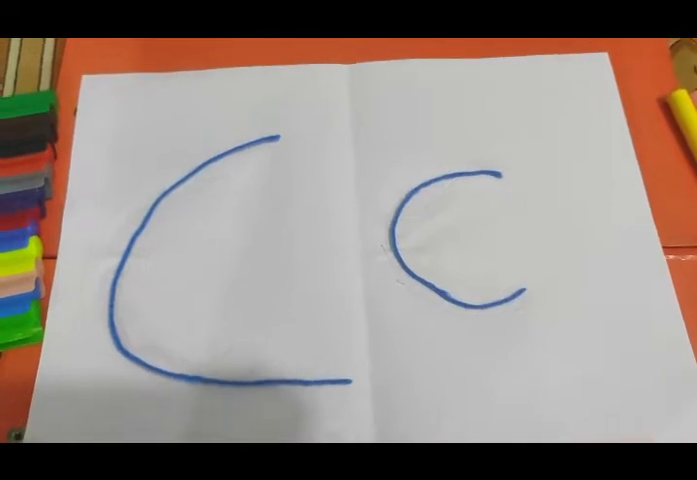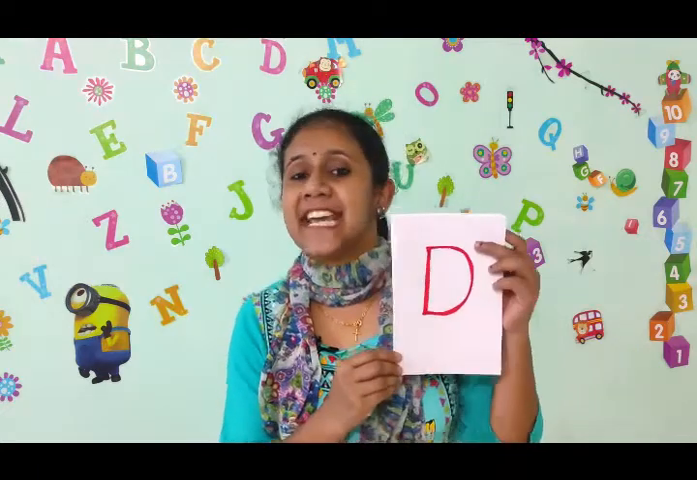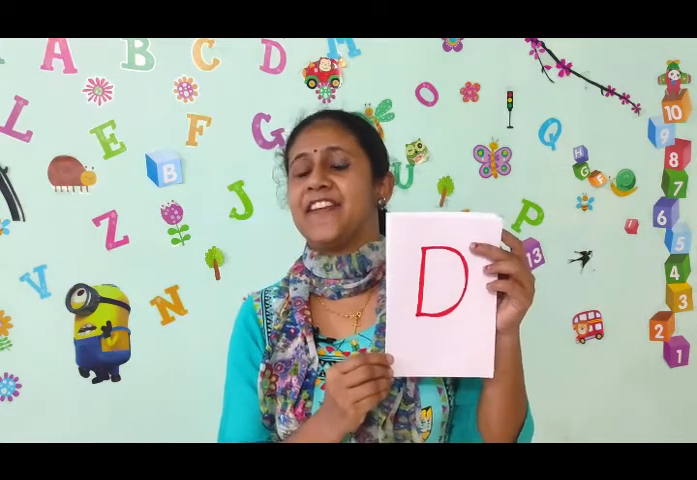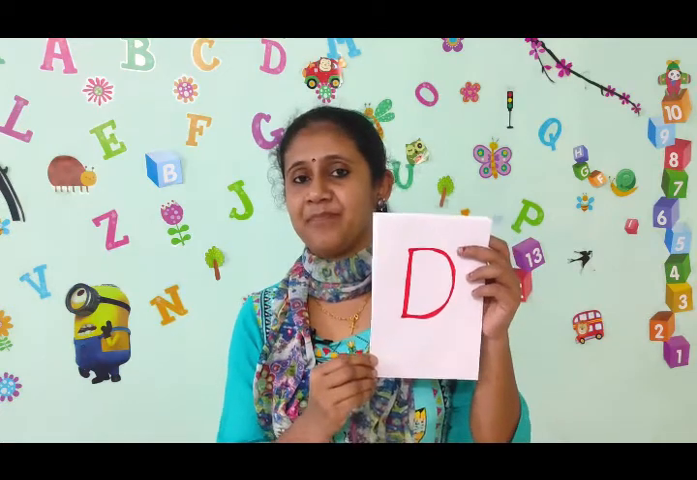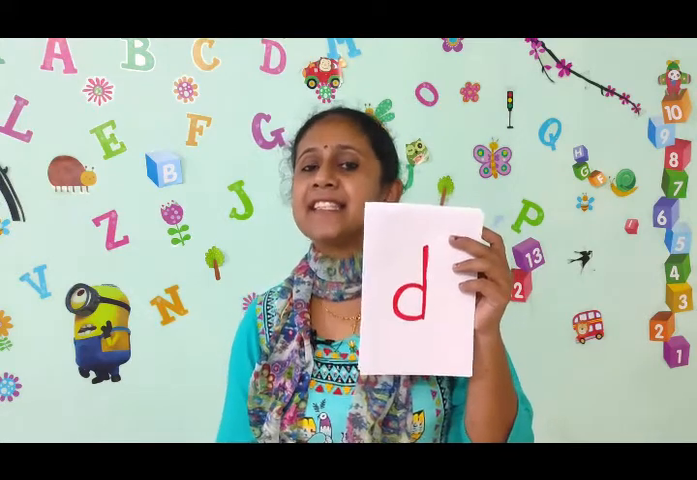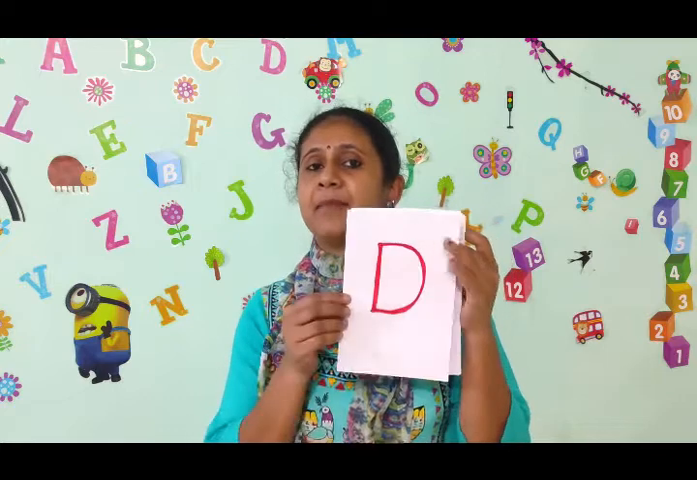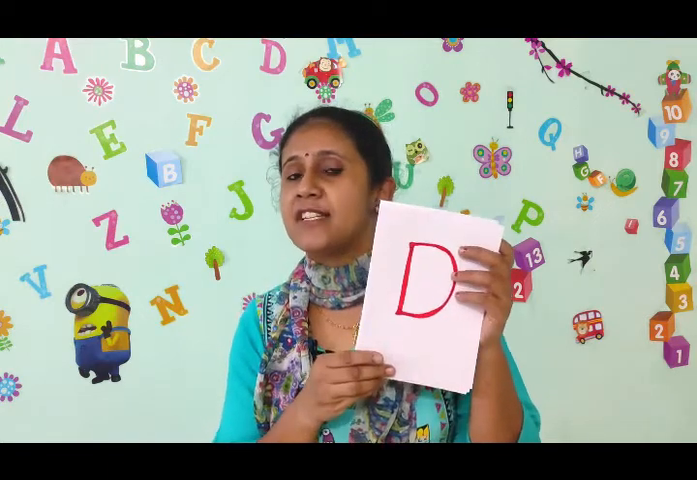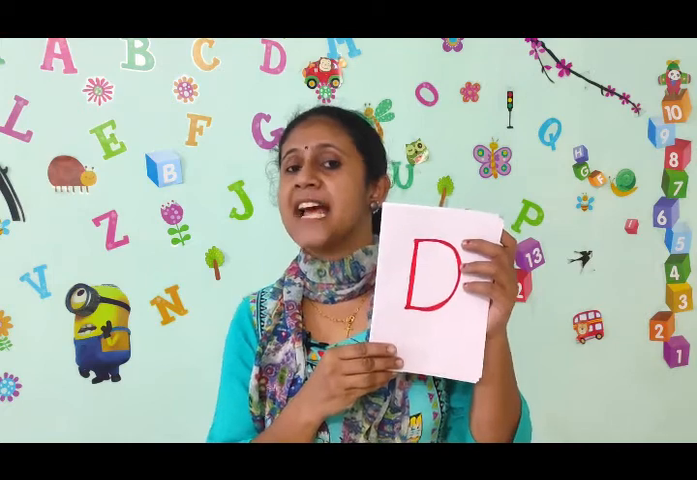Okay, children, we have learned letter A, B and C. Now, we will learn letter D. We are going to learn which letter? Yes, we are going to learn letter D. This is capital letter D and this is small letter D. D sounds D.